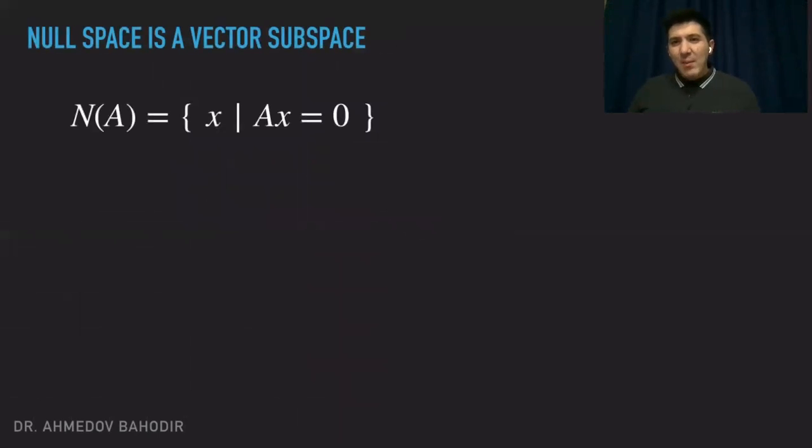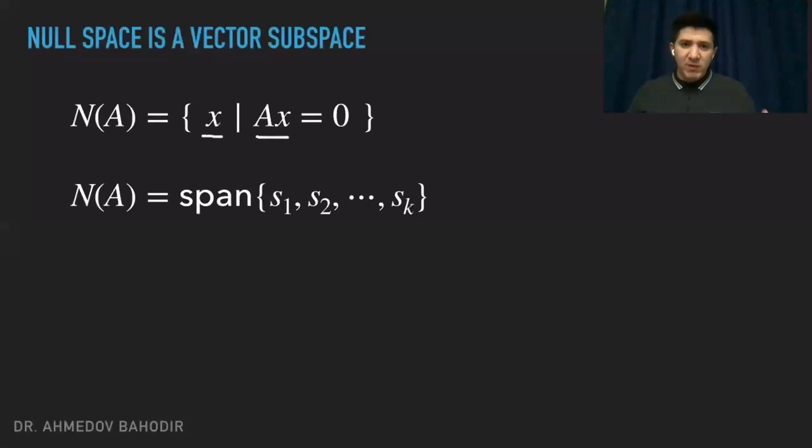A good example to understand spaces and their dimensionality would be the null space. The null space of any matrix is defined as the set of all vectors x such that the multiplication Ax is equal to the 0 vector. Technically, how we find this is that we find the special solutions, and we take all possible linear combinations of those special solutions to construct the null space.